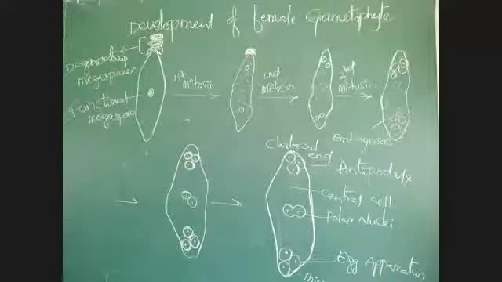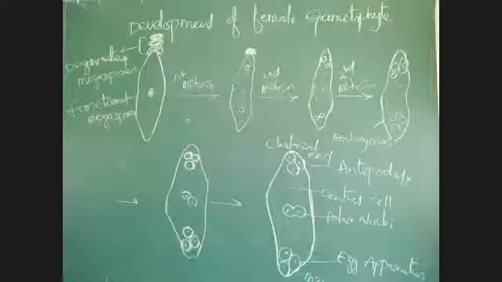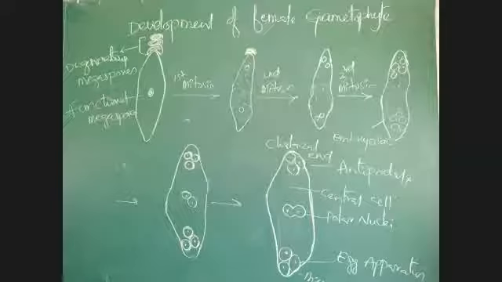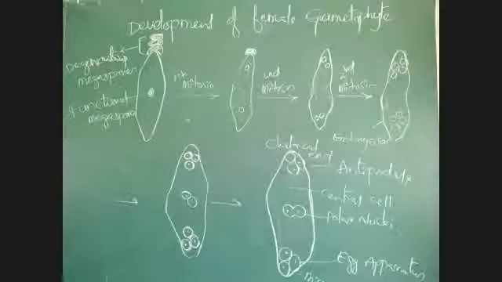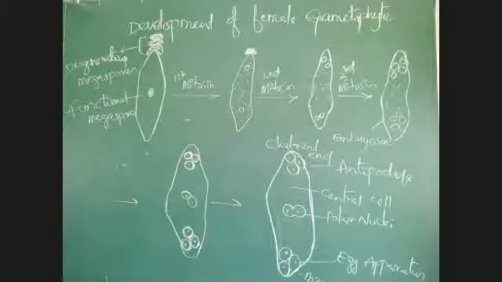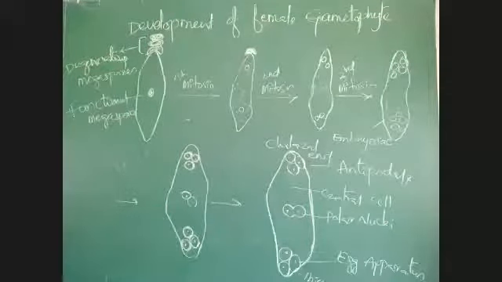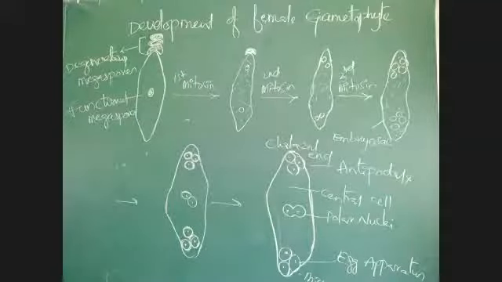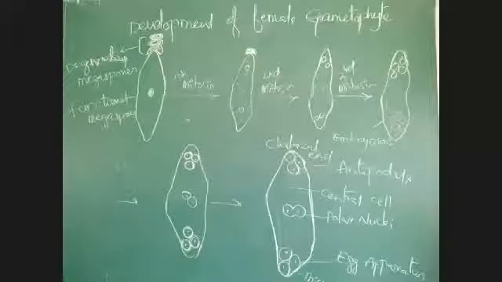Next point. After the 8 nucleate stage, cell walls are formed, leading to the organization of typical female gametophytes.